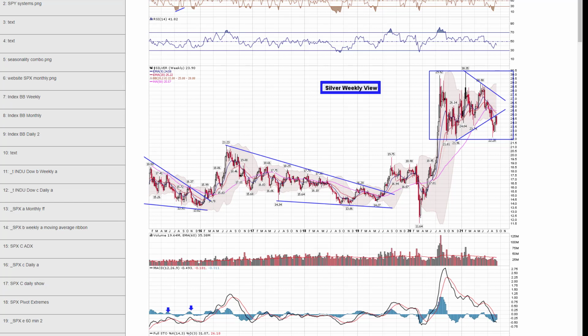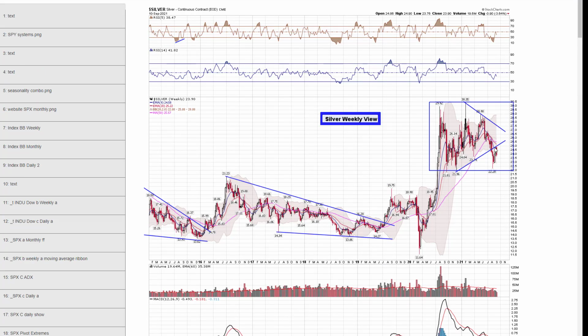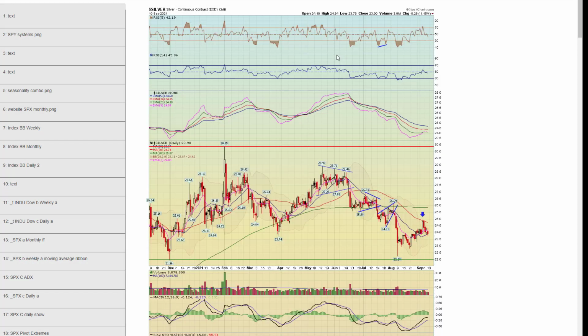Chart 91, silver. I showed this a couple weeks ago. It's been in this range from 22 to 30. This big coil, which it broke. I said this coil trend line would be resistance, and it was. Rallied up to there, stalled, selling off. Next. Chart 92, here's the daily view of silver, stalled right at that 50-day moving average.